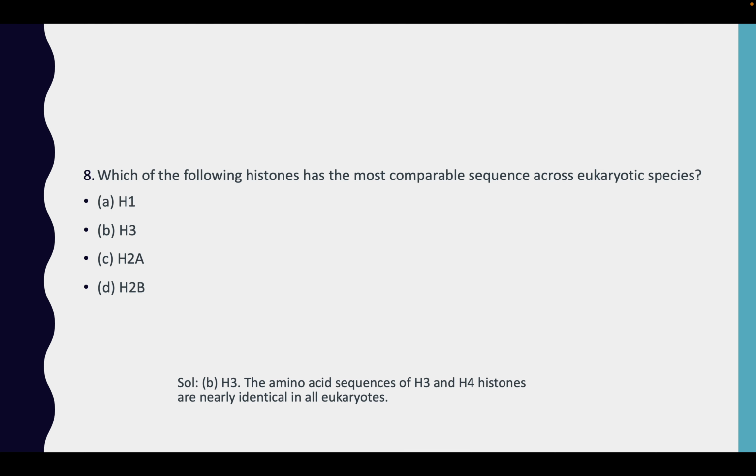It is histone H3. It has most comparable sequence across eukaryotic species. The amino acid sequences of H3 and H4 histones are nearly identical in all the eukaryotes. So remember this thing, H3 and H4 histones का जो sequence है वो nearly identical है in all the eukaryotic species. Histone H3 is one of the 5 main histones that make up chromatin in eukaryotic cells.